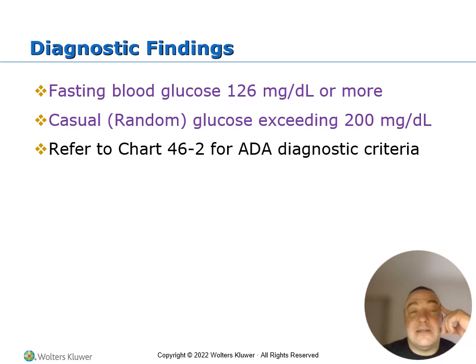So diagnostic findings: a person who has a fasting glucose of 126 or greater, right? I just need to gain some more weight. I might fall into this category one day.